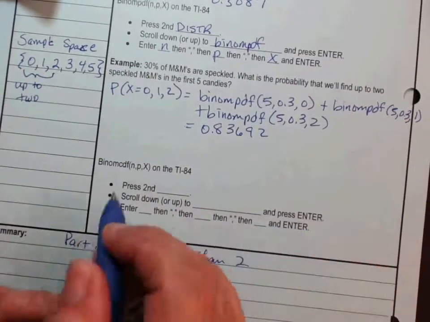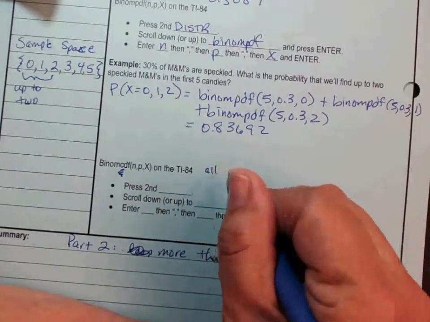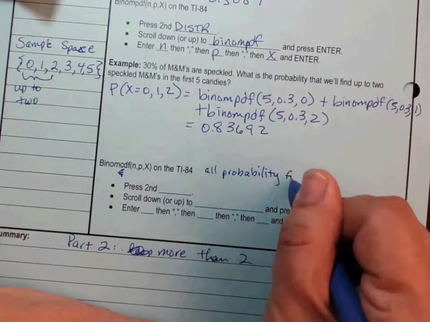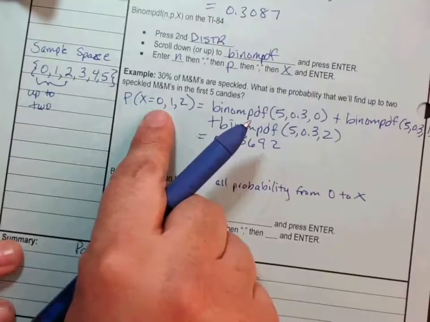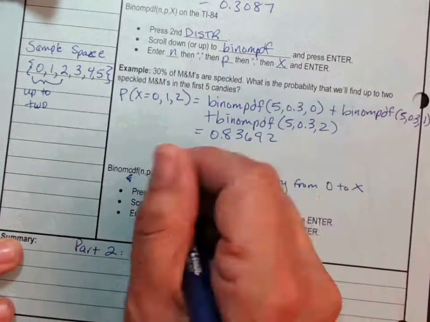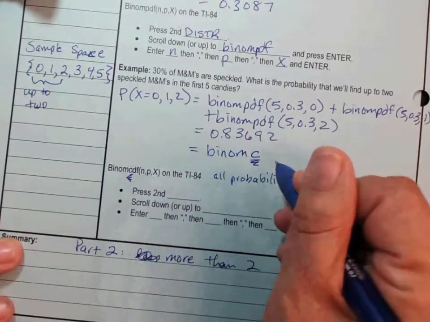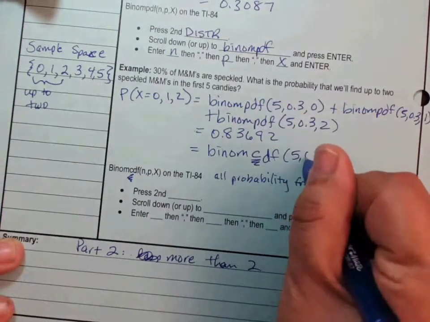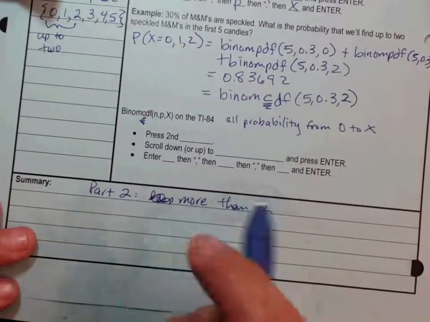But wait, there's more. There's another shortcut. See this CDF? Binom CDF will do all probability from 0 to X. So that's pretty awesome. And this would go from 0 to 2. So instead of doing all 3 of these, I can just say, oh wait, let me just do Binom CDF. C stands for cumulative. P for 1, C for cumulative. And if I do this in my calculator, it will also give me that number. So let me show you how to get it.